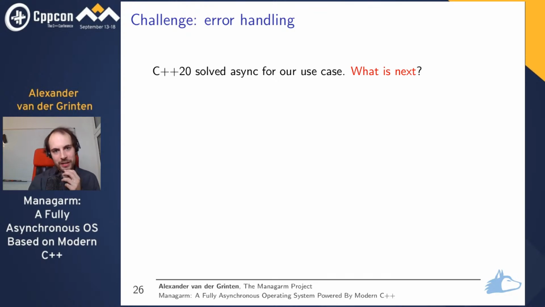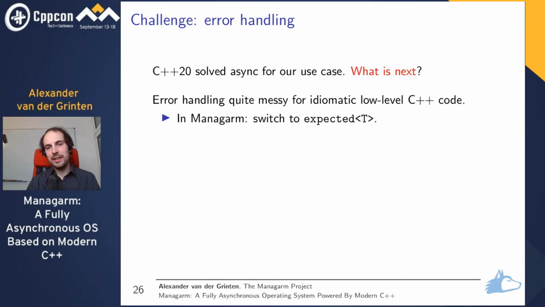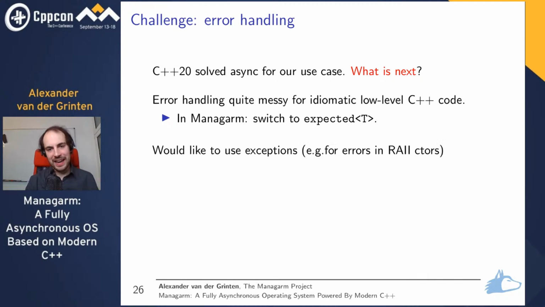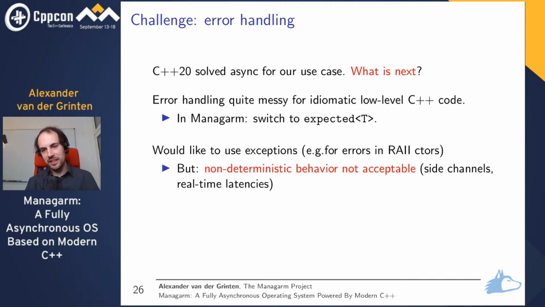So another pain point is error handling. Well, C++ solved our async problems, but it didn't really solve our error handling problems. So we would like to use exceptions, but that's not really possible. We're using an expected T class, or at least we want to use it, and we're switching to it from the current handling code. We cannot use exceptions because exceptions are non-deterministic, and that has a lot of problems if you look at side channels or real-time latencies and drivers. We cannot afford that one path is just so much slower than the other path.